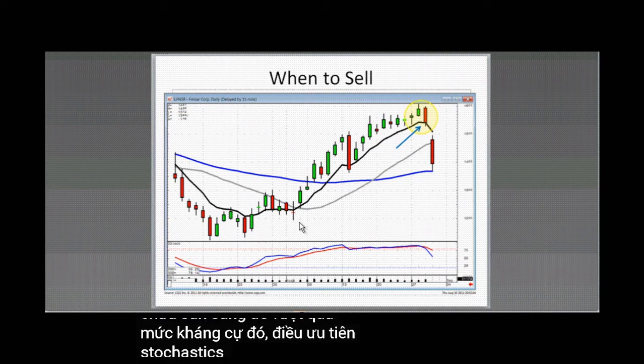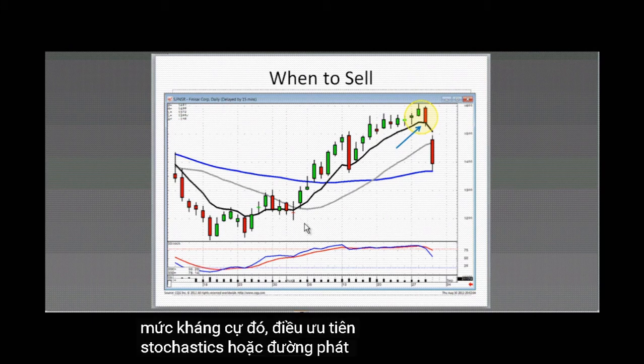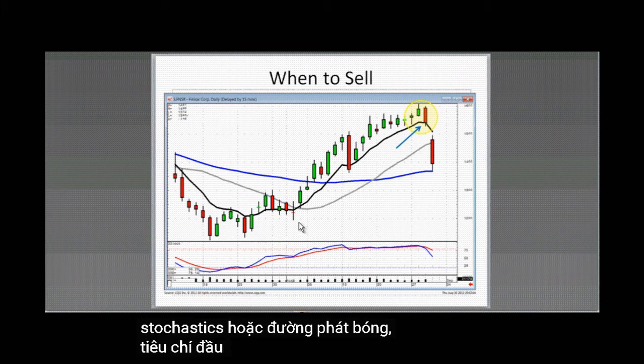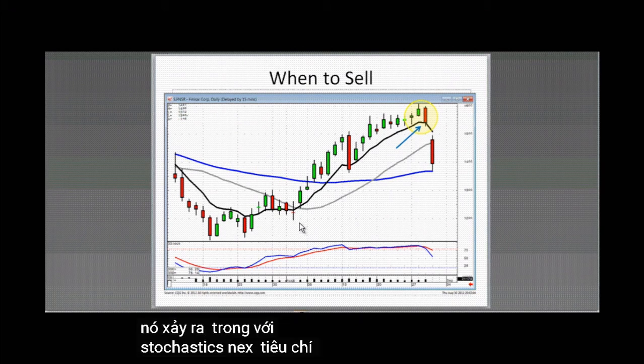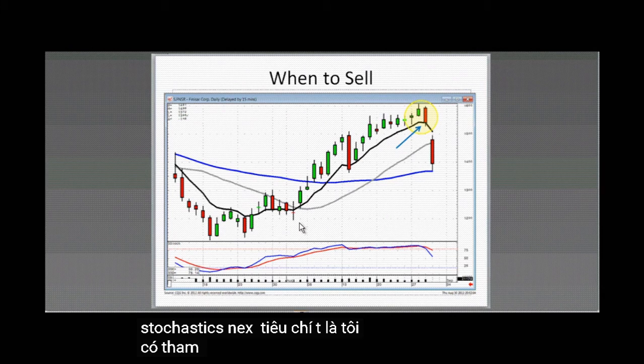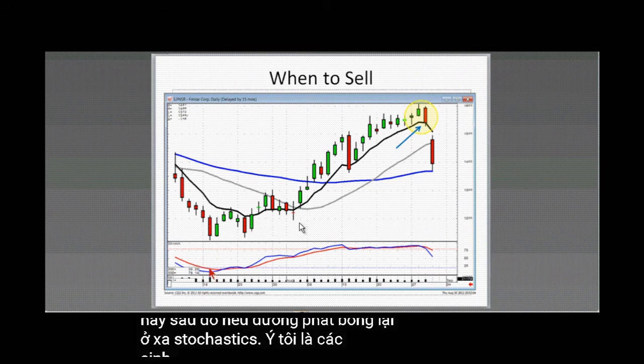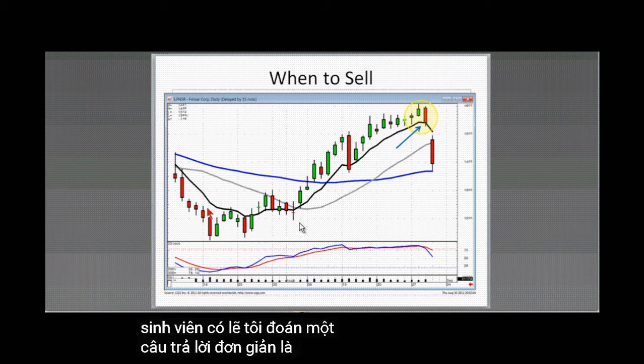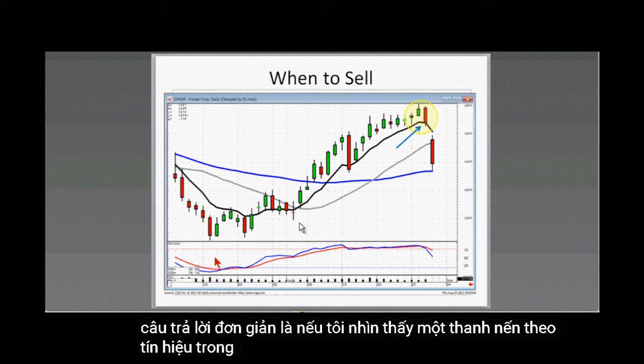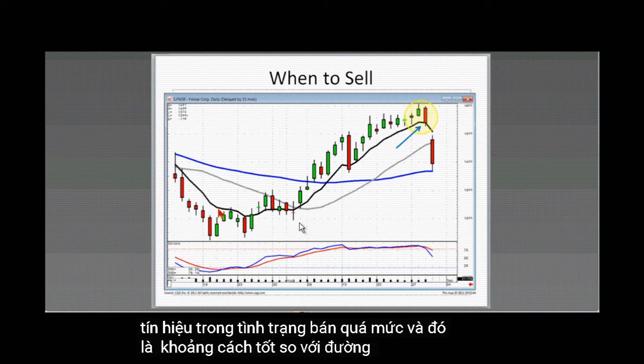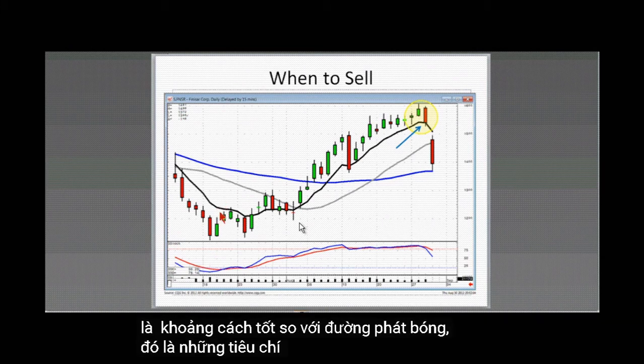What takes precedence, the stochastics or the T line? The first criteria is the signal and where it's occurring with the stochastics. The next criteria is, do I get in before it closes above the T line or afterwards? If the T line, again, is far away, a simple answer is if I see a candlestick buy signal in an oversold condition and it's a good distance away from the T line, those are the criteria for buying.